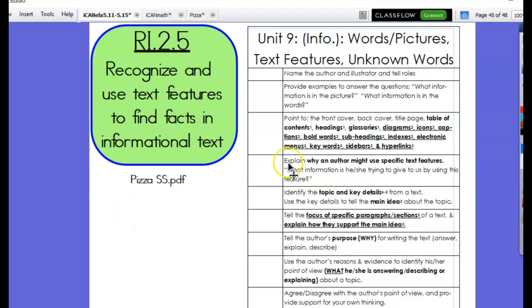Now, while I'm looking at these text features, I'm going to point out that we're going to have a diagram. We're going to have icons. We're also going to have captions. And I'm going to show you a glossary, which was at the end of the book. Okay, here we go.